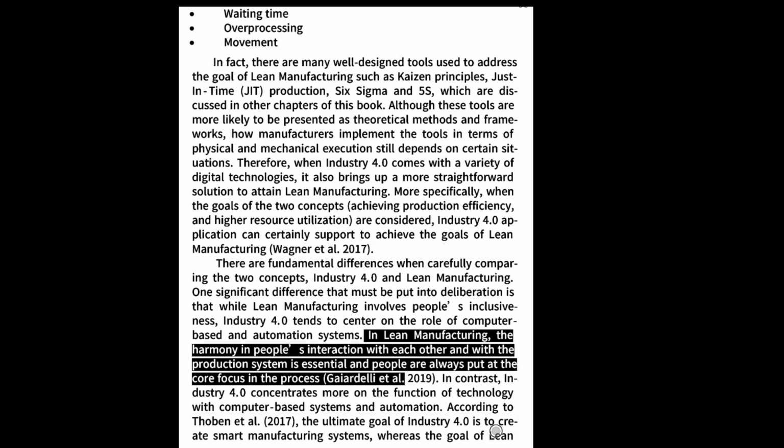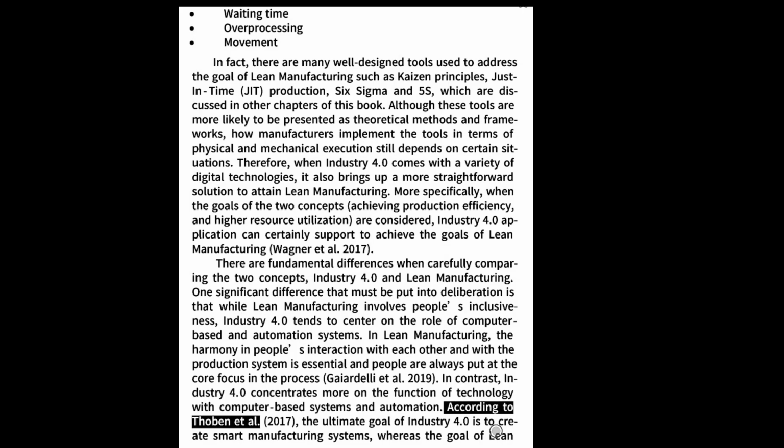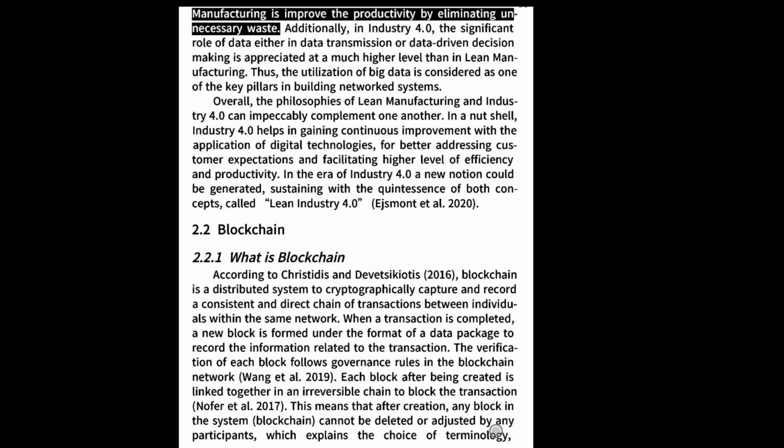(Gallardelli et al., 2019). In contrast, Industry 4.0 concentrates more on the function of technology with computer-based systems and automation. According to Tauber et al. (2017), the ultimate goal of Industry 4.0 is to create smart manufacturing systems, whereas the goal of lean manufacturing is to improve productivity by eliminating unnecessary waste.